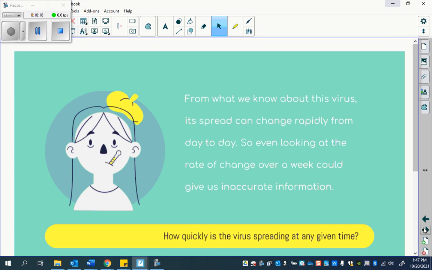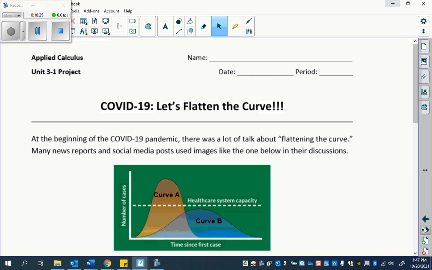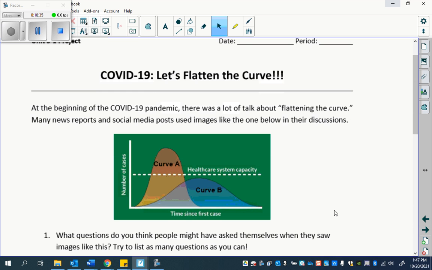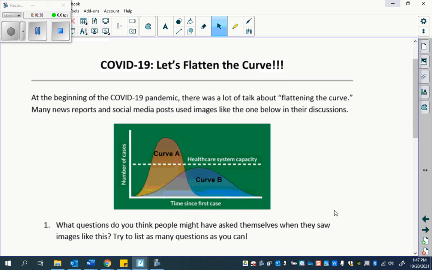All right, from what we know about the virus, its spread can change rapidly from day to day, so even looking at the rate of change over a week could give us inaccurate information. So we want to know how quickly is this virus spreading at any given time. Here comes our project. At the beginning of COVID-19, there's a lot of talk about flattening the curve. Many news reports and social media use images like the one below in their discussions. Why was flattening the curve such a big conversation? Take a look at that graph. Yours is a little harder to read, so look at mine.